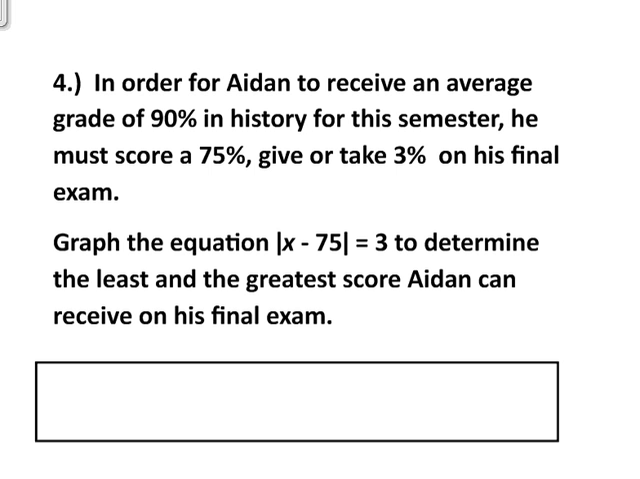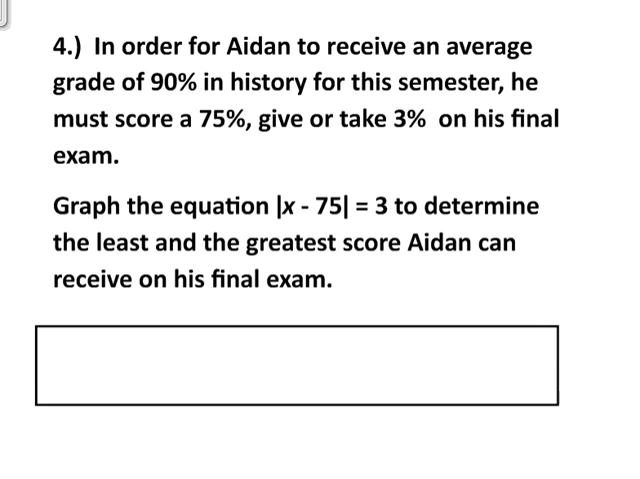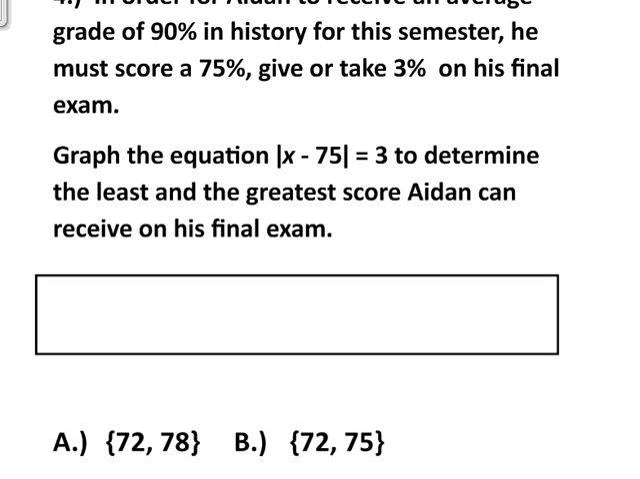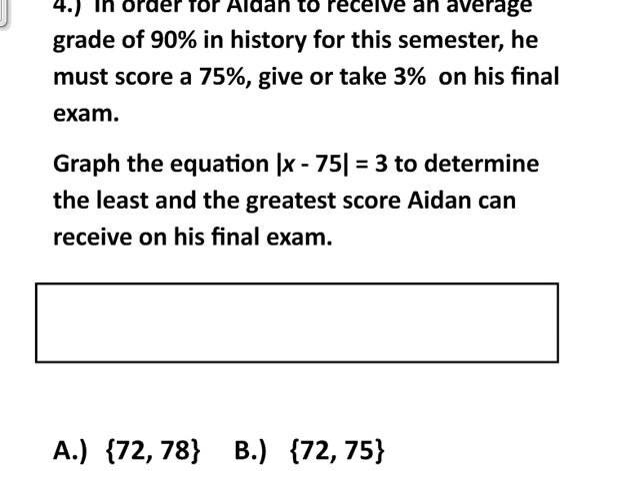In order for Aiden to receive an average of 90% on the history test this semester, he must score 75%, give or take 3%, on his final exam. Graph the equation, the absolute value of x minus 75 is equal to 3.